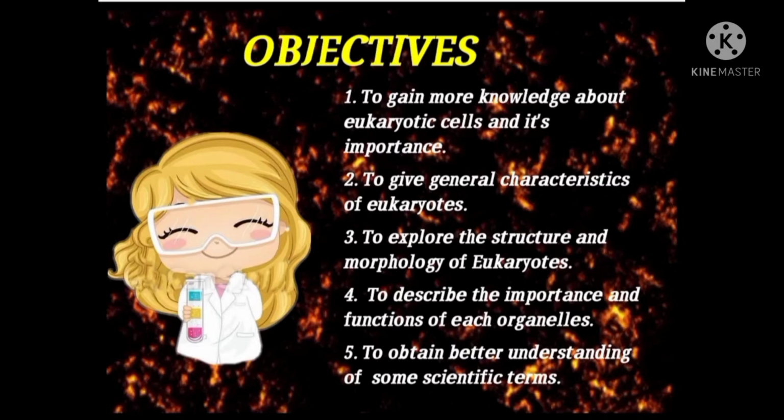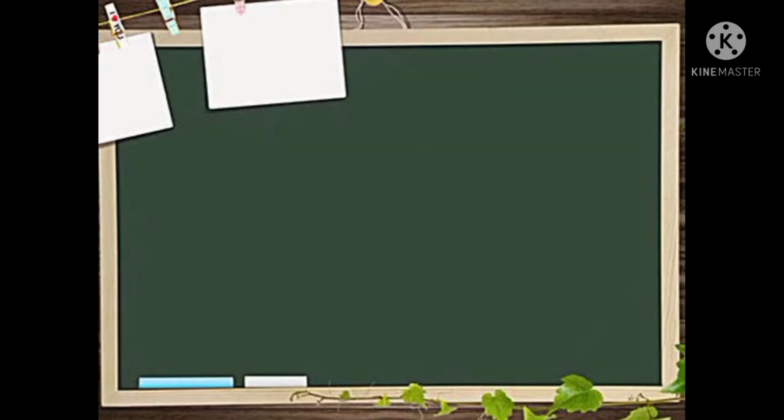So guys, here are our objectives. First is to gain more knowledge about eukaryotic cells and their importance. Number 2 is to give general characteristics of eukaryotes. Number 3 is to explore the structure and morphology of eukaryotes. Number 4 is to describe the importance and functions of each organelle. And lastly is to obtain a better understanding of some scientific terms.